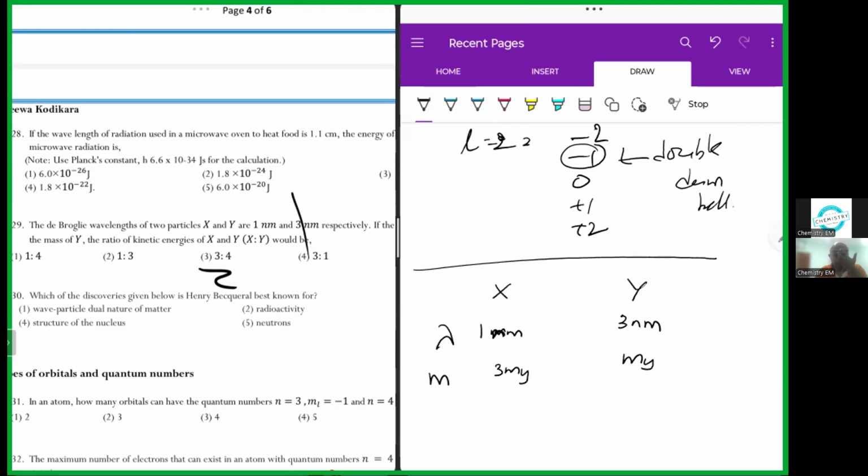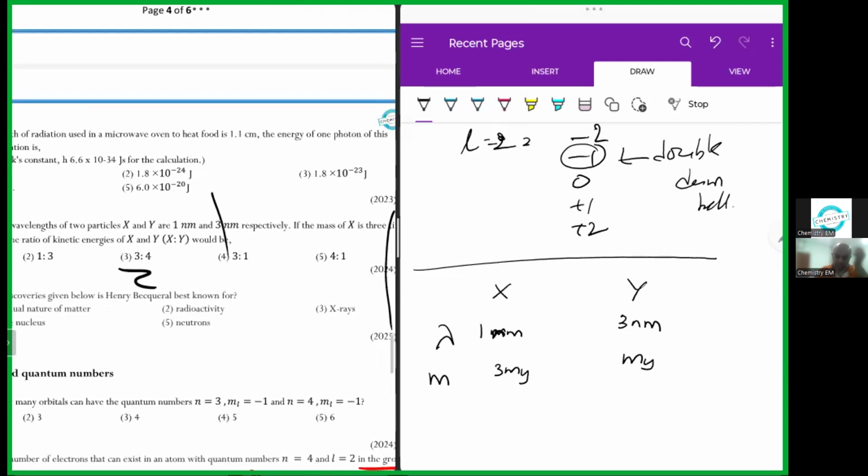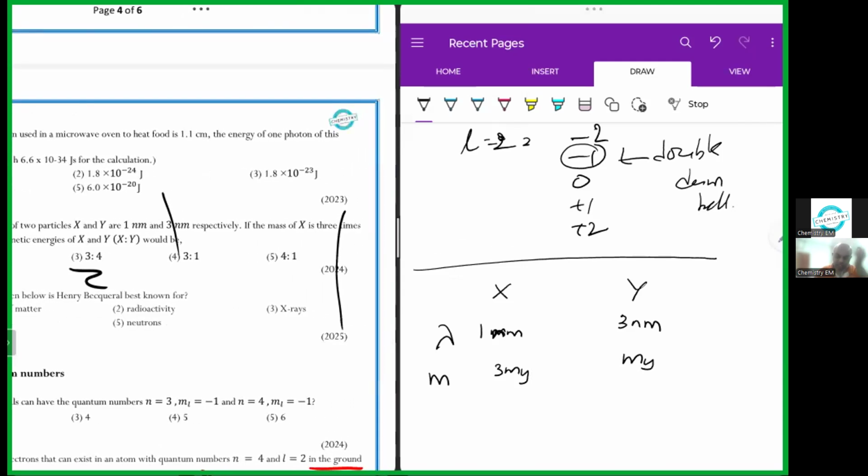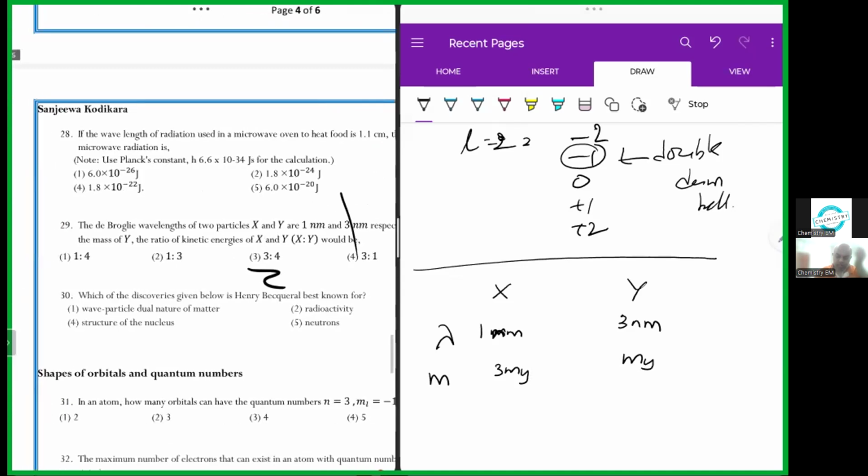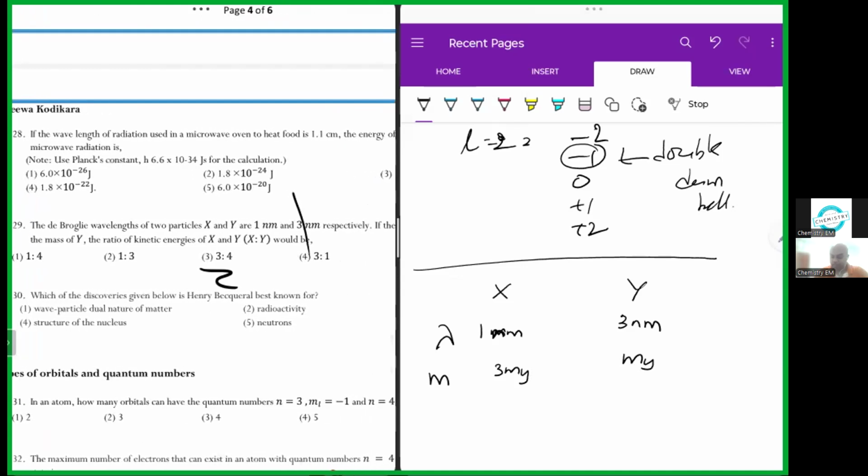Mass of X is 3 times the mass of Y. That's what that means. If the mass of X is 3 times the mass of Y, the ratio of kinetic energies.